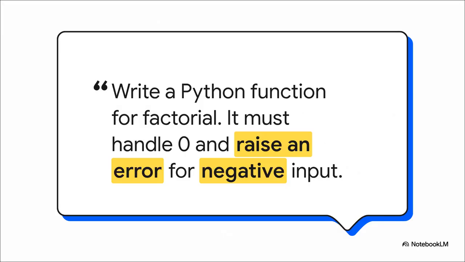So here's the prompt we give to our producer agent. Write a Python function to calculate the factorial of a number. But there are some important rules. It has to include docstrings, it needs to handle the number 0 correctly, and this is the important part. It must raise an error if you give it a negative number.